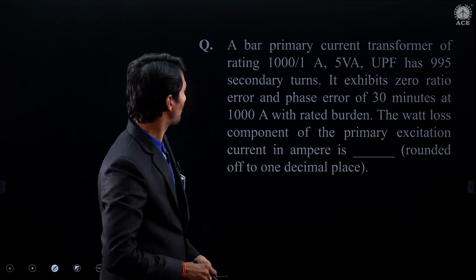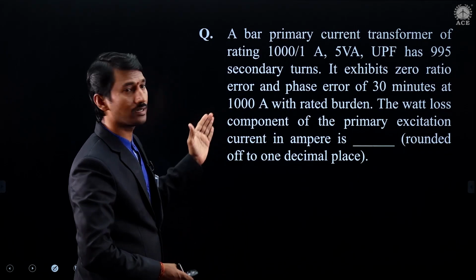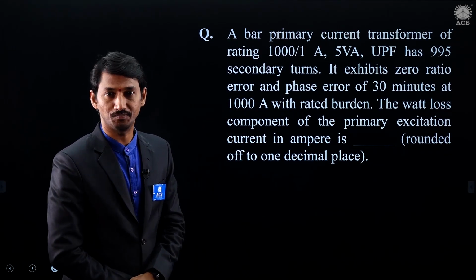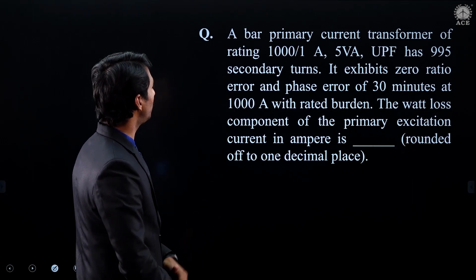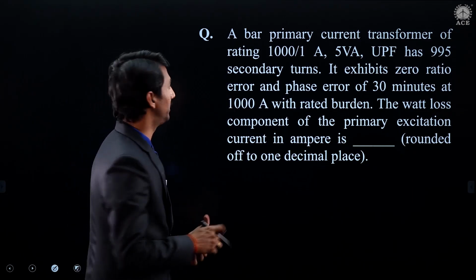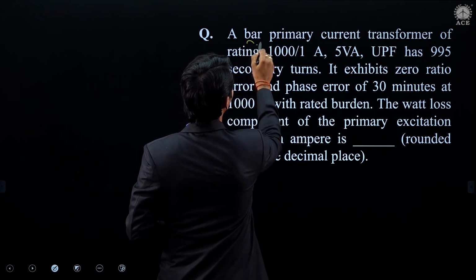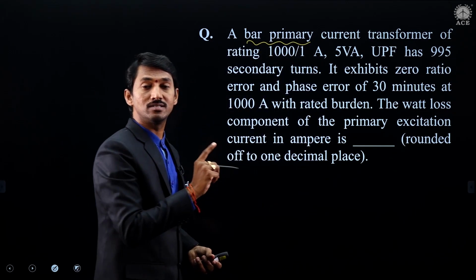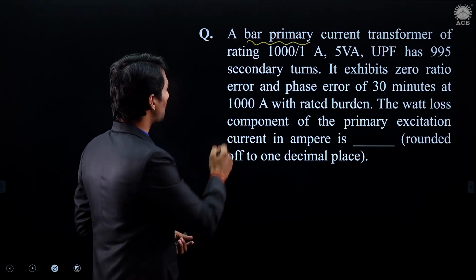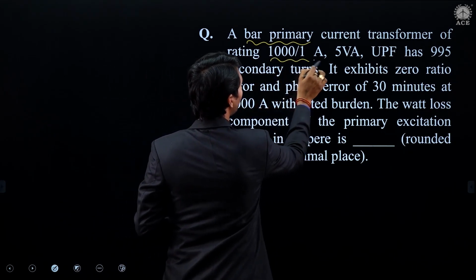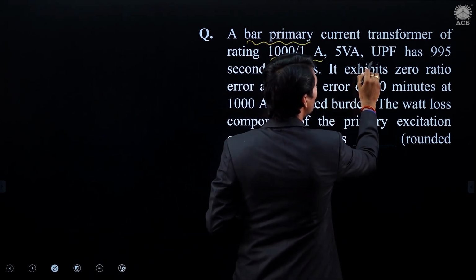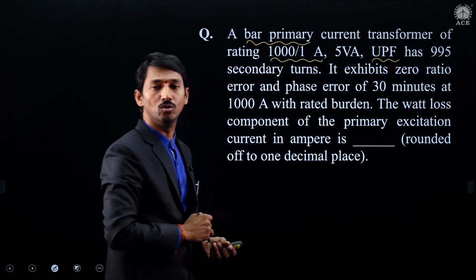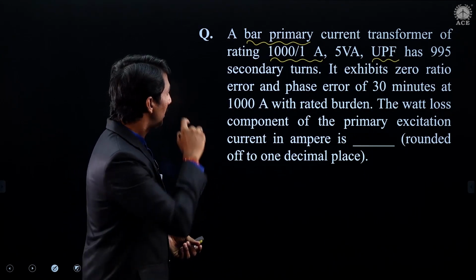Clear? The next question for measurements is related to the current transformer, CT. Let us see the question. A bar primary current transformer of rating 1000 by 1 ampere. First of all, bar primary means the number of turns in the primary is 1, and the rating is 1000 by 1 ampere, 5 volt ampere, and be clear, UPF load is given.